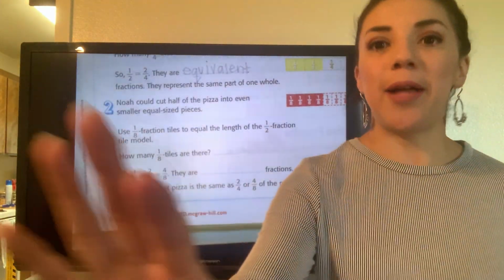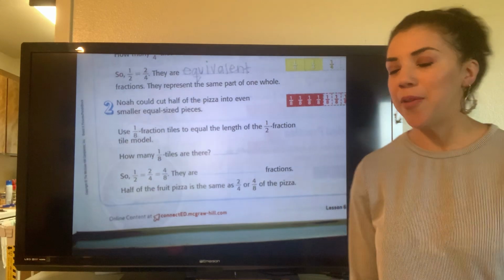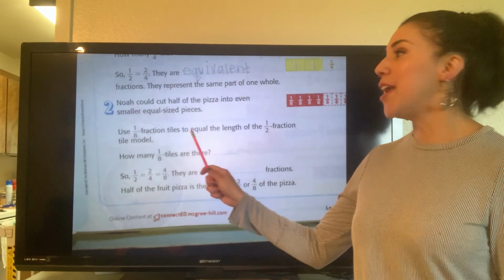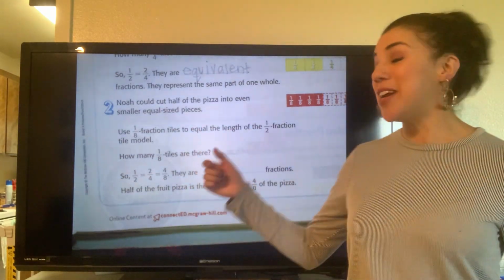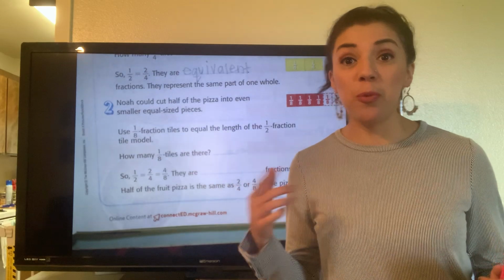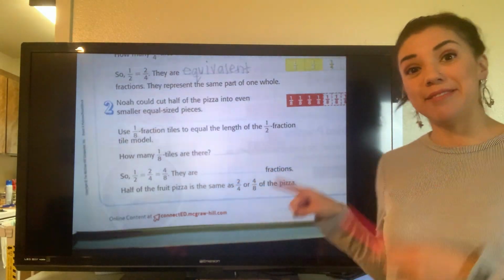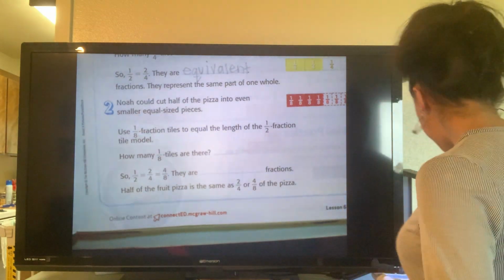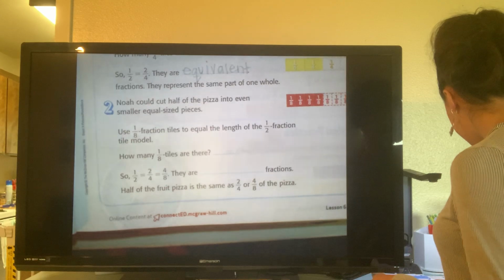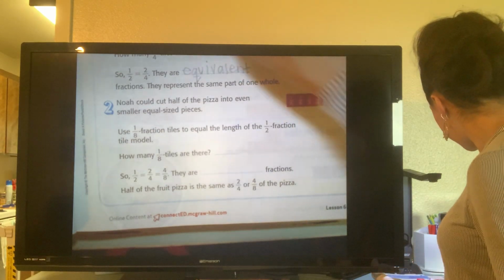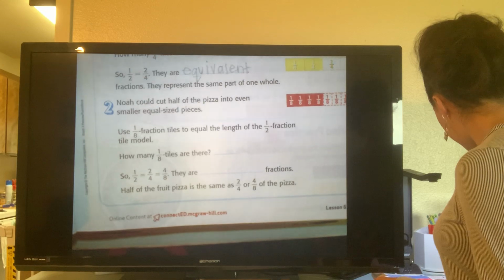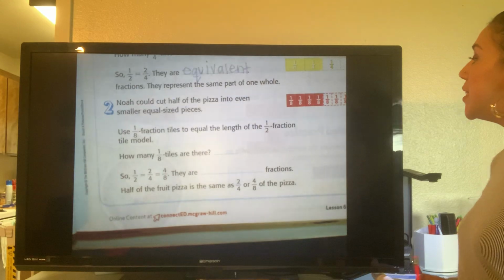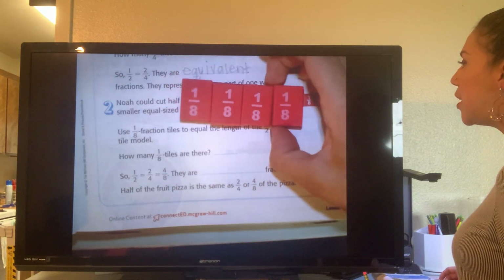Now, Noah, there we are. Okay. Noah could cut half of the pizza into even smaller equal sized pieces. And so here is where he's going to use the 1/8, kind of like we did, the chip size eighths, right? So use 1/8 fraction tiles to equal the length of 1/2 of a fraction. So here they want us to now see how many eighths we could use to fill up the 1/2. So here we go, 1/8, which you can't see. There we go.